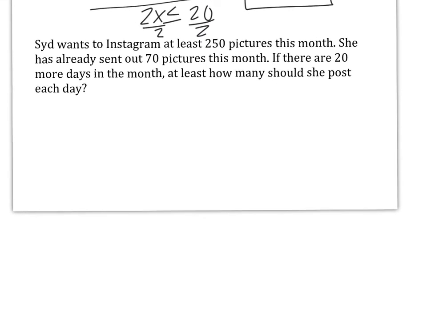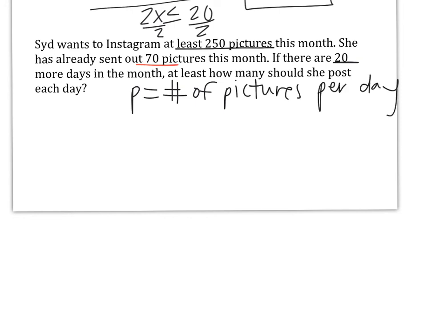Sid wants to Instagram at least 250 pictures this month. That is a lot of pictures. She has already sent out 70 pictures this month. If there are 20 more days in the month, at least how many should she post each day? So she wants at least 250 pictures. She's already sent out 70 pictures. There are 20 more days. And let's call p the number of pictures per day that she needs to take.